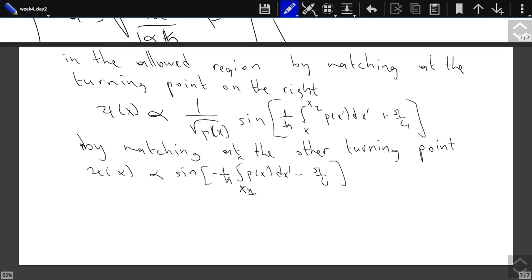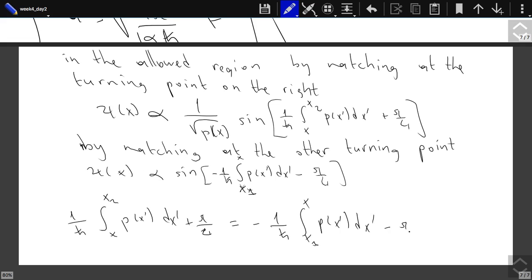So we have these two solutions, and these two solutions should be the same. They should agree with each other. So this basically tells us that 1 over h bar integral from x to x2 of p(x') dx' plus pi over 4 should be equal to minus 1 over h bar integral from x1 to x of p(x') dx' minus pi over 4 plus a multiple of, I would say, 2 pi. Pi.